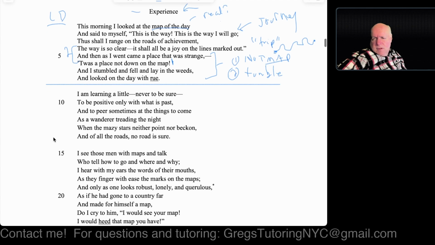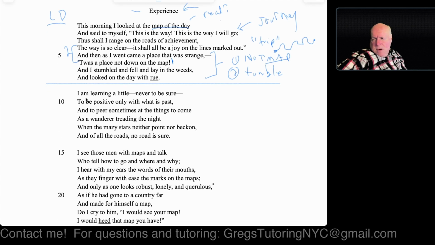The second paragraph of the second stanza says, I am learning a little, never to be sure, to be positive only with what is past, and to peer sometimes at things to come as a wanderer treading the night. Right? So you know this is one long giant sentence. When the mazy stars neither point nor beckon, and of all the roads, no road is sure. So that's a mouthful. So let's kind of re-go through it.